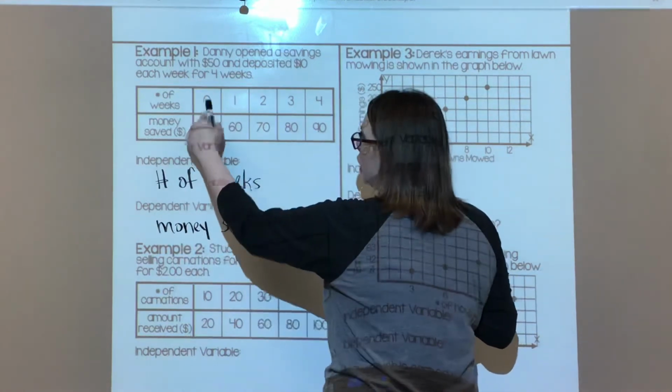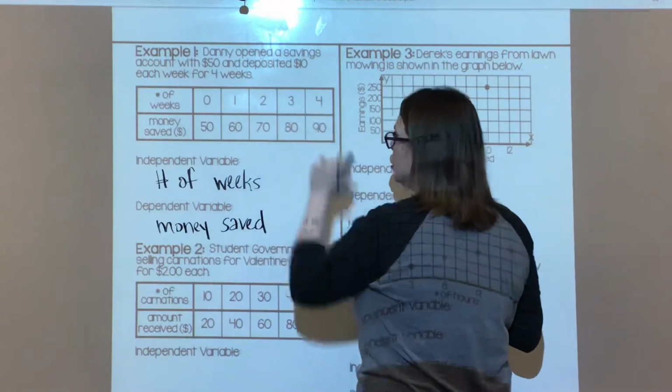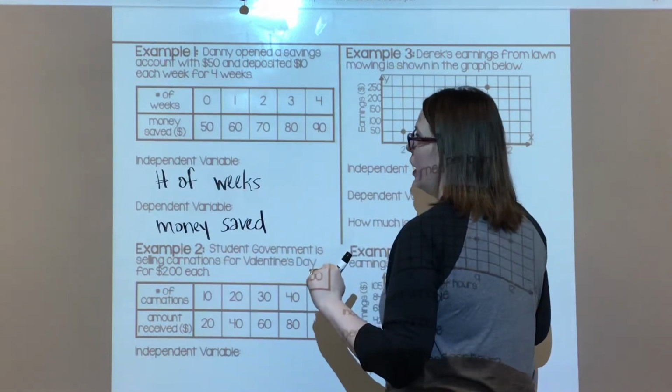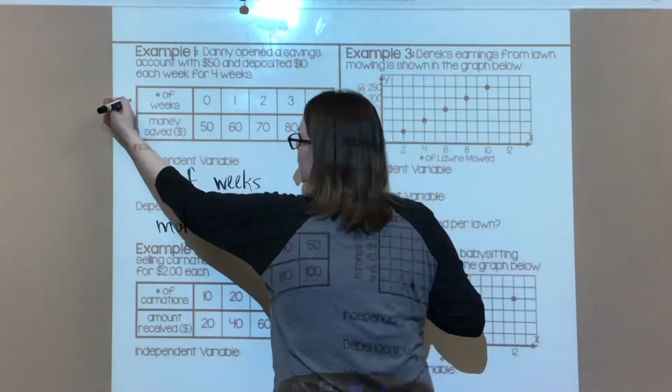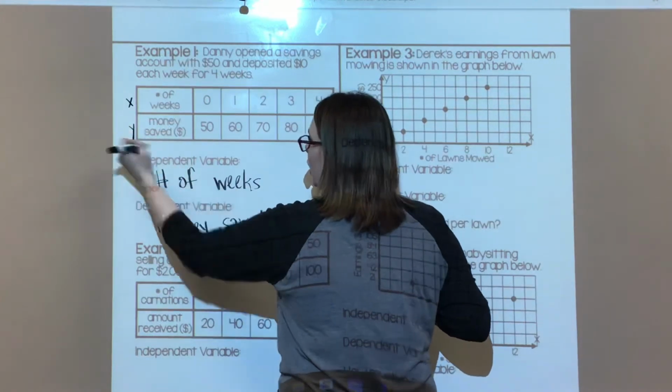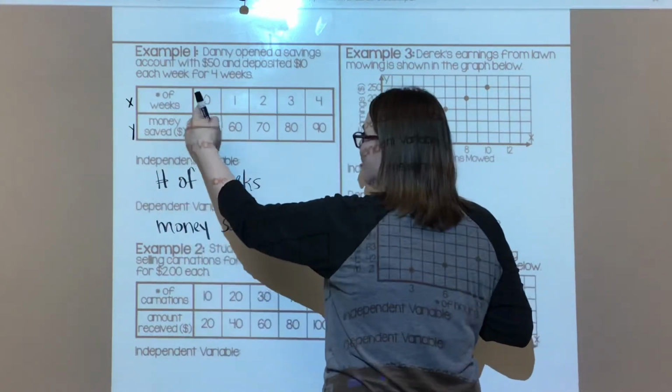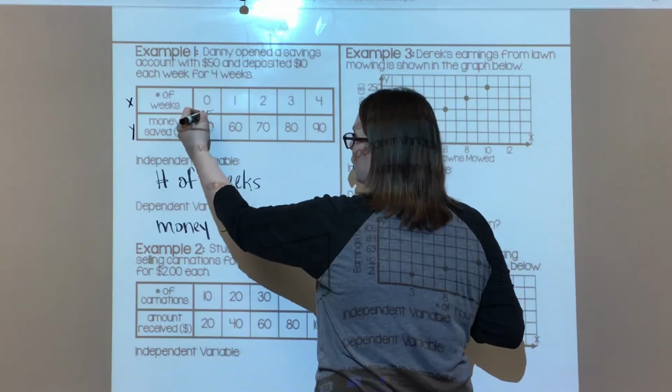And if I look up here for my relationship, then I'm going to have, remember this would be your X, this would be your Y. It's going to be, I am adding 10 every time, starting at 50.